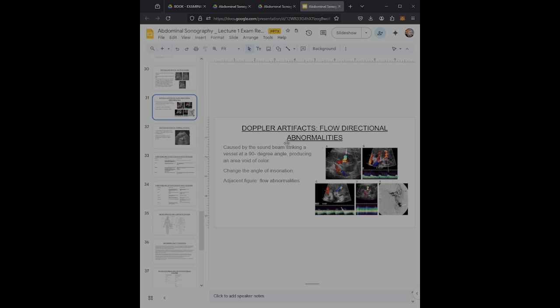Flow directional abnormalities. These are caused by the sound beam striking a blood vessel at a 90-degree angle, producing an area void of color. And it's very easy to fix. If you have any flow directional abnormalities, you change the angle of insonation. These are examples of some flow abnormalities.